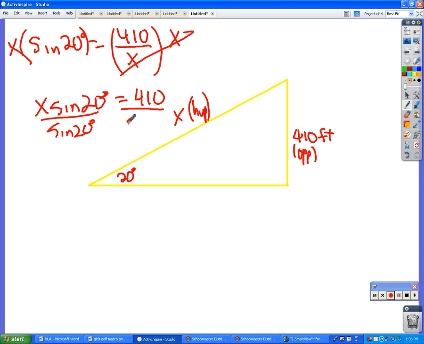So the way that you figure out what x is in this case is not by going 410 times the sine of 20. You go 410 divided by the sine of 20. 410 divided by sine 20 degrees. And that should come out to be about 12.